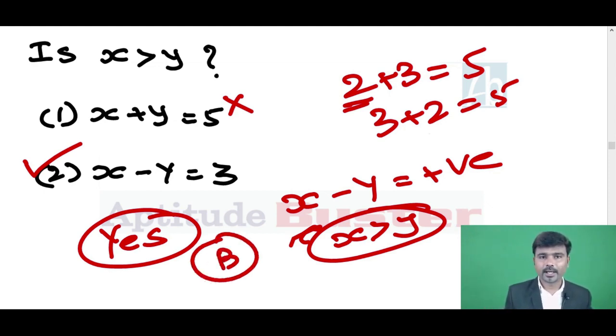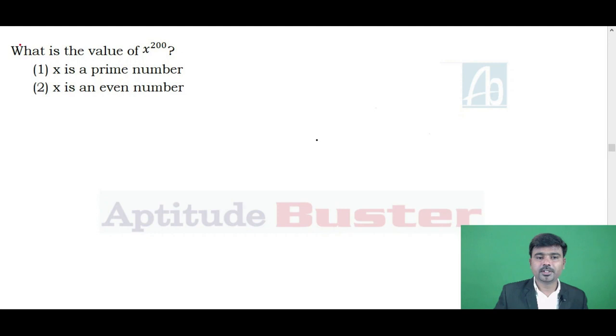Only two types. The first one is WH type. The second one is yes or no type. The question is, what's the value of x power 200? This is WH type. Here no need to find the value of x power 200. What we need to find out is which statement is sufficient to say the value of x. That means the unique value of x.